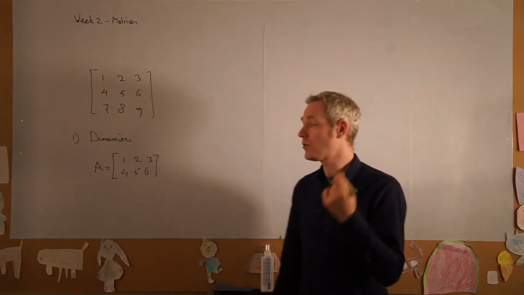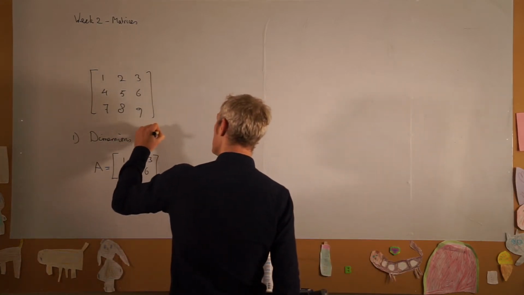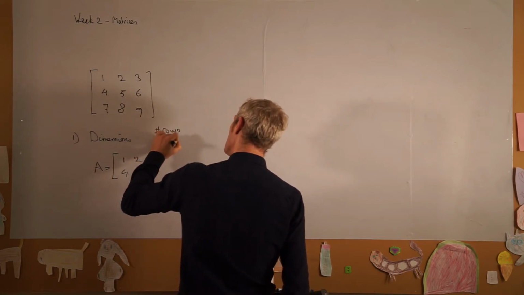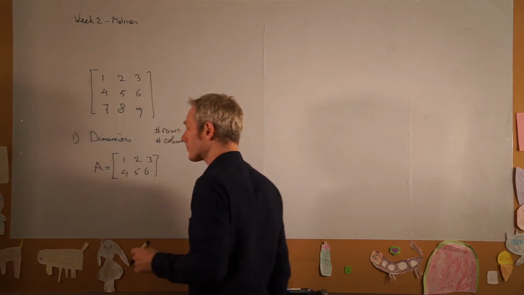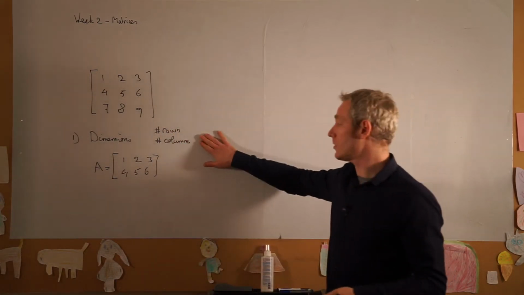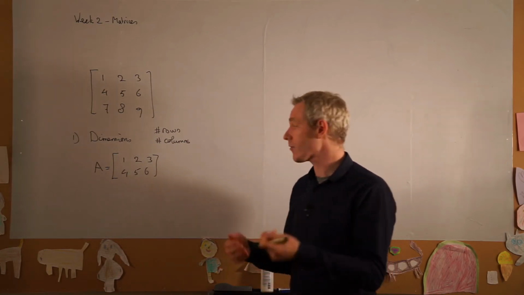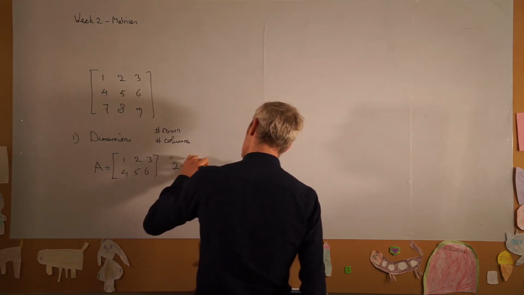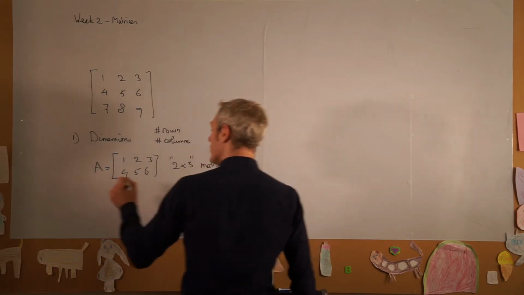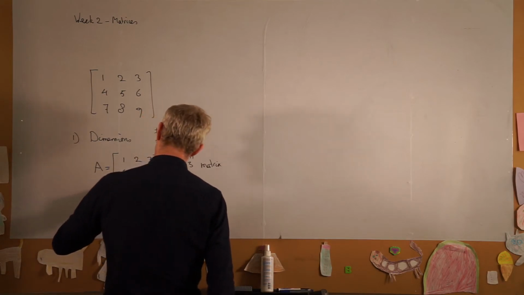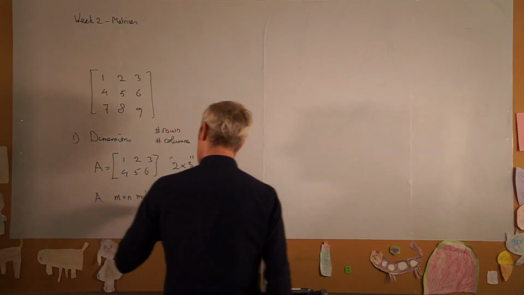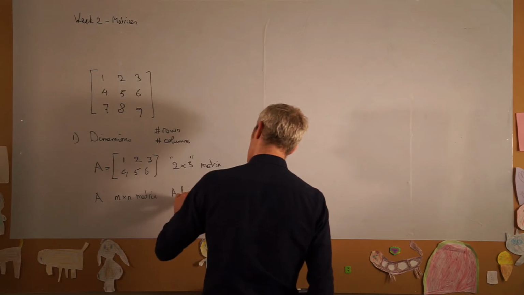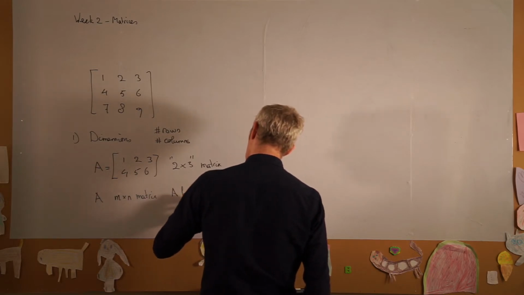A matrix has 2 dimensions. It has a number of rows and a number of columns, and these are the 2 dimensions. So this matrix A has 2 rows and 3 columns. That makes it a 2 by 3 matrix. So if A is an M by N matrix, it means that A has M rows and N columns.